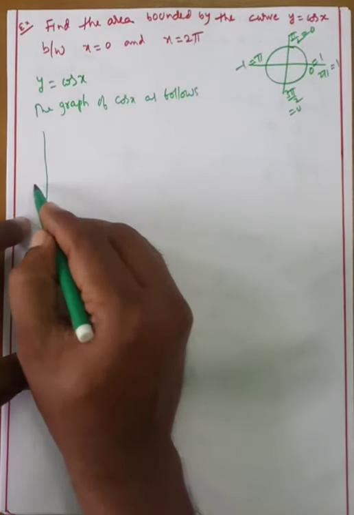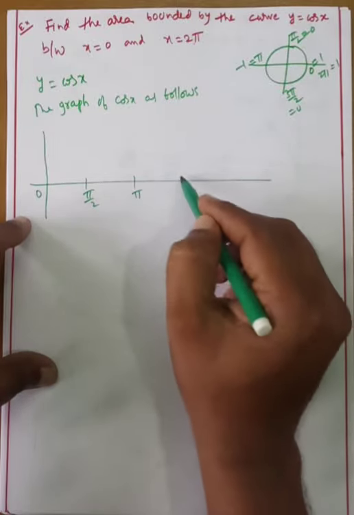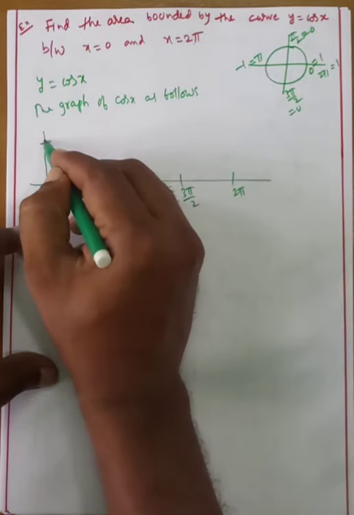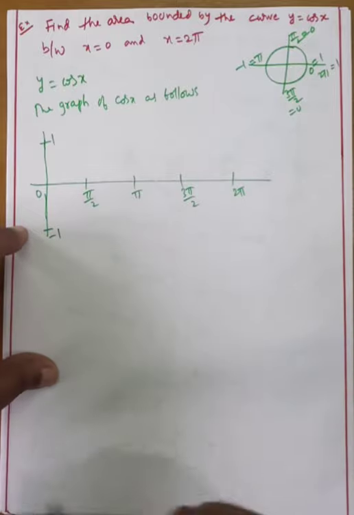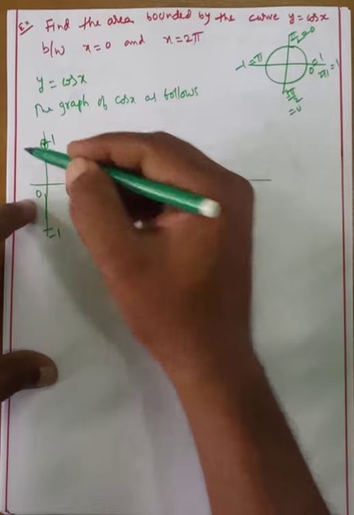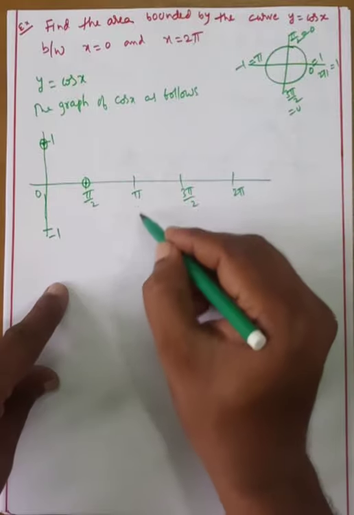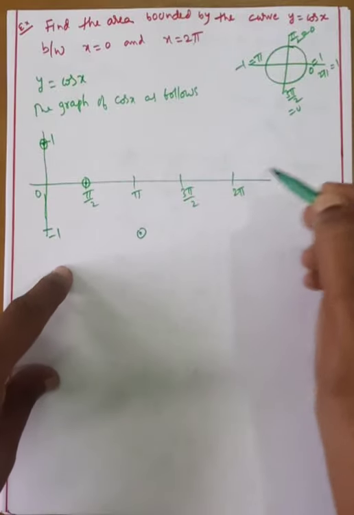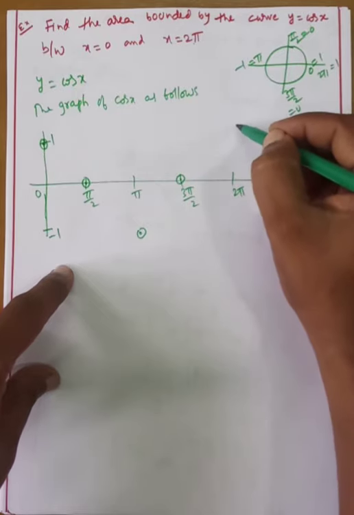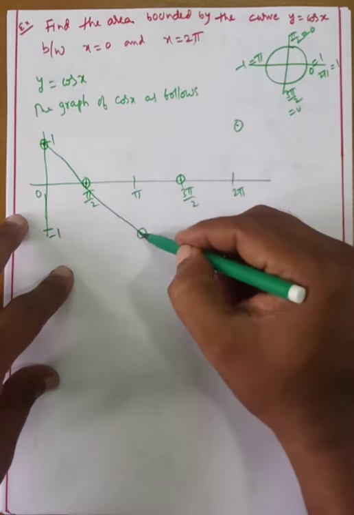Radian values are always taken on the x-axis: 0, pi by 2, pi, 3 pi by 2, 2 pi, my dear students. Now the numerical values: this is plus 1, this is minus 1. Here cos 0 means 1, cos 90 means 0 on the x-axis, cos pi is minus 1, 3 pi by 2 is 0, and 2 pi is 1. Now joining all these points without mistake.